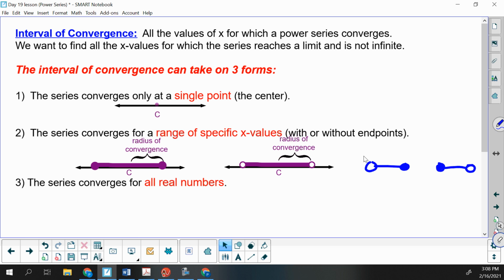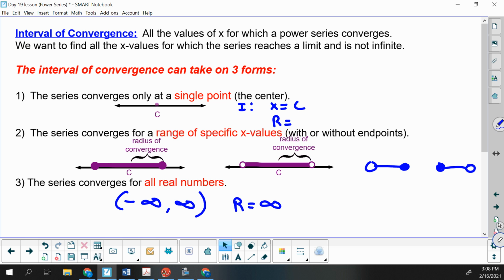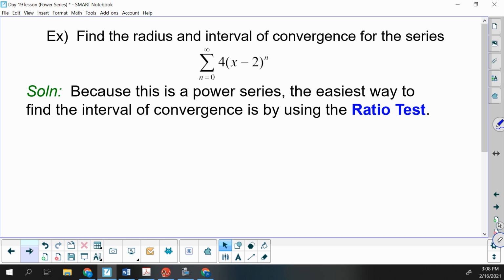And then you could have a situation where the series converges for all real numbers. So in other words, in that case, we would say that our interval is just from -infinity to infinity, and our radius would be infinity. If it's the number 1 case where it's just a single point, we would say our interval is x equals whatever our center is, and we would say that our radius is equal to 0. So 1 and 3 are kind of the special cases. So let's work on actually finding an interval of convergence.